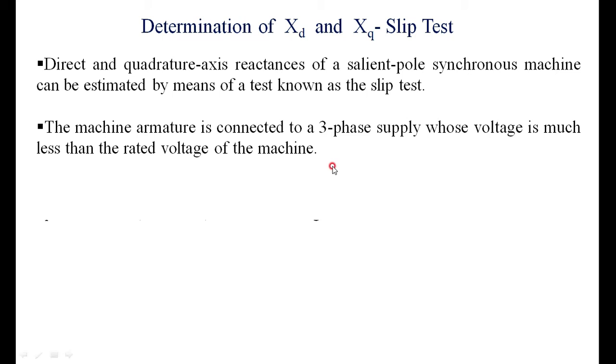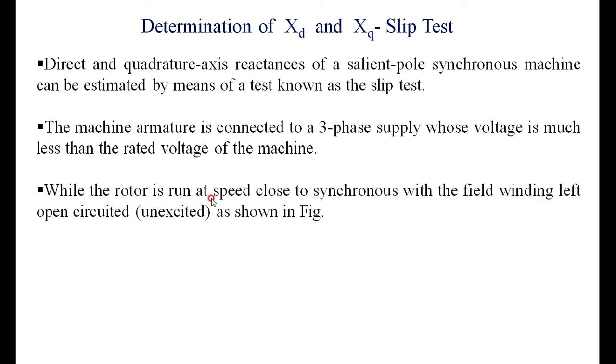The second step. While the rotor is run at a speed close to synchronous speed, either a little bit less or more than the synchronous speed, the field winding is left open circuited. That is one more thing you have to remember: the excitation or field winding is open, and the rotor, in the case of the alternator, is coupled to the prime mover. Then you have to run the rotor a little bit less than the synchronous speed.